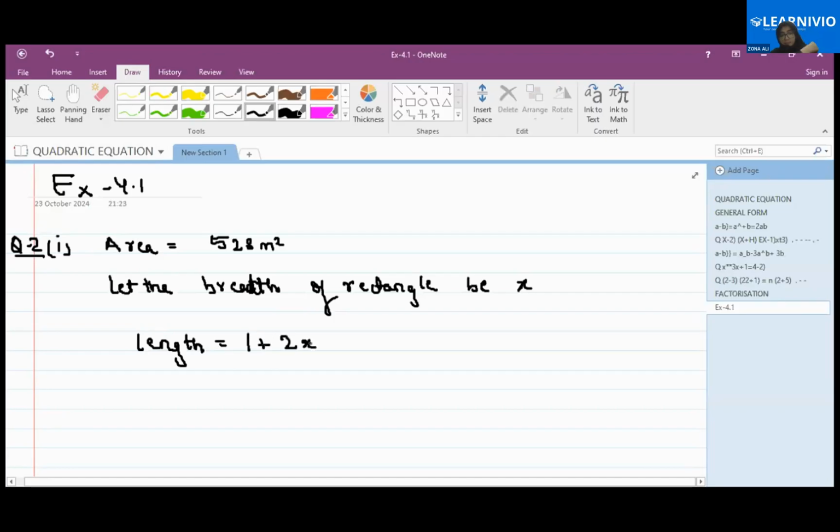Okay, do you get this? Yes. It says the value of the length is 1 more than, more means plus, twice the breadth. Twice means 2 times, so I have to multiply it 2 times into breadth. And we have already assumed that the breadth is x. So how are you going to form the equation? If you know the length, the breadth and the area, what equation do you think we are going to make?